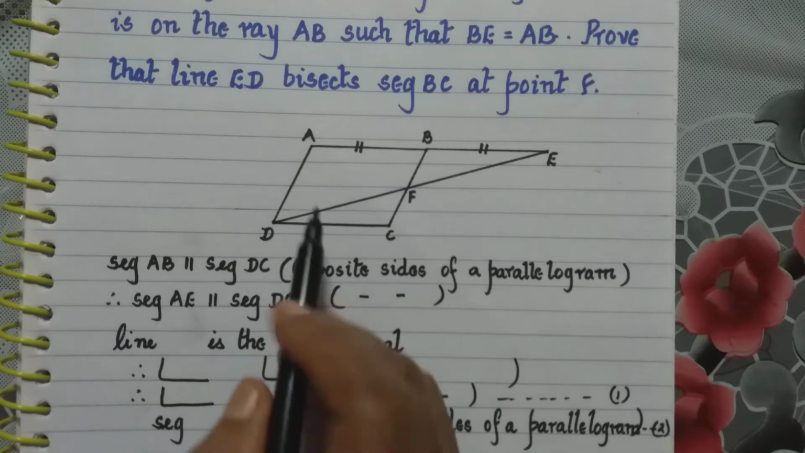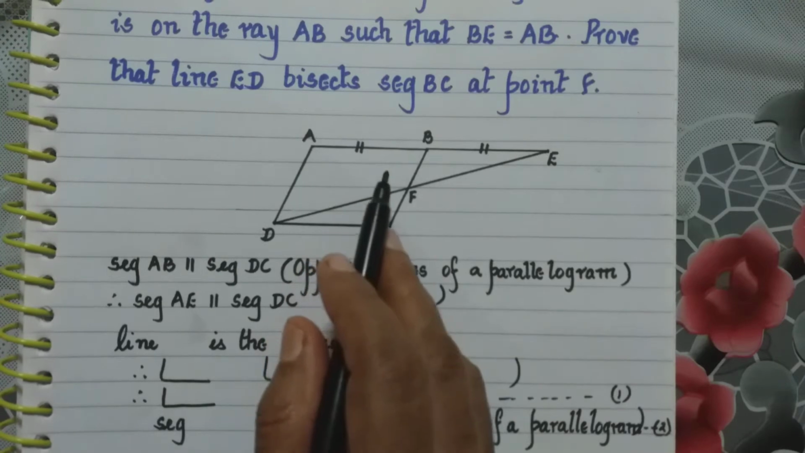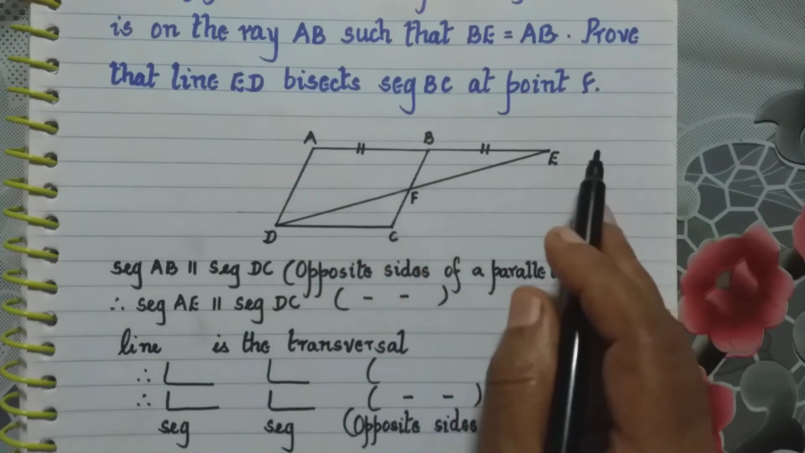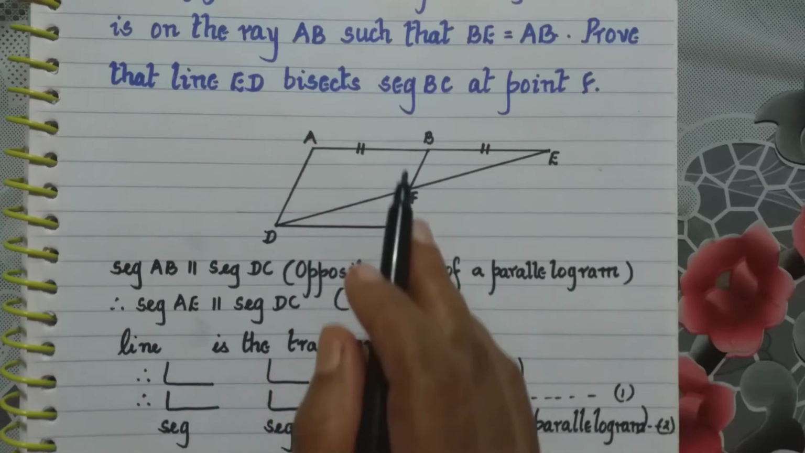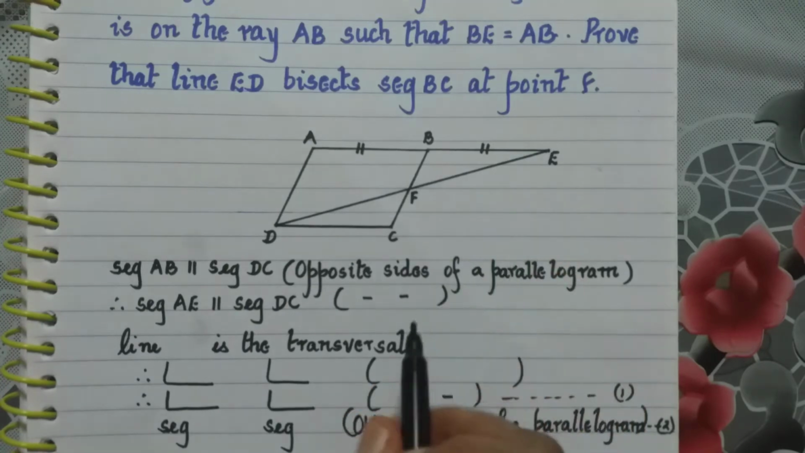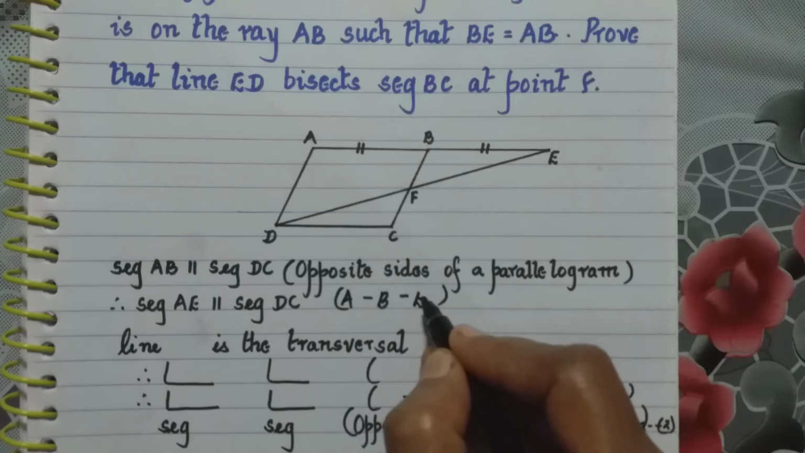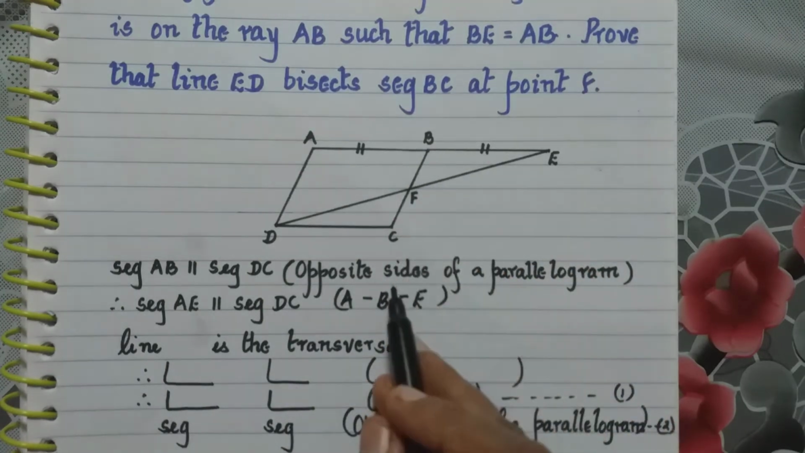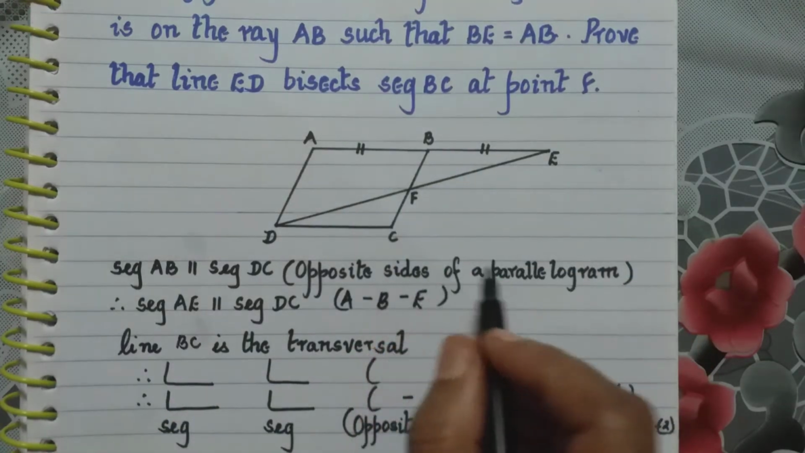Now they had given that segment AB is parallel to segment DC. How did they give? Because they are opposite sides of a parallelogram, therefore they will be parallel. Then segment AE also will be parallel to segment DC. What is the reason? Because this point B lies between A and E. So we can write here point B lies between A and E. Okay, now we have here line BC is the transversal.